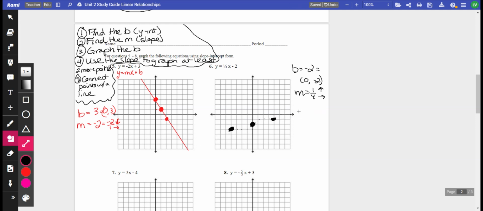Ooh, I don't like that line. I'll redo it. There we go, much better. All right, continuing.